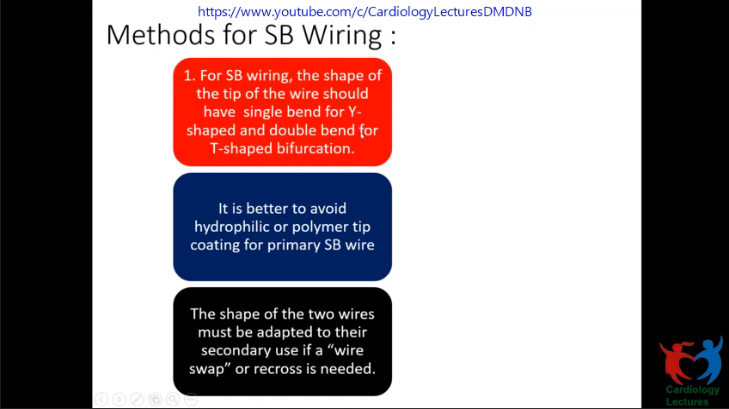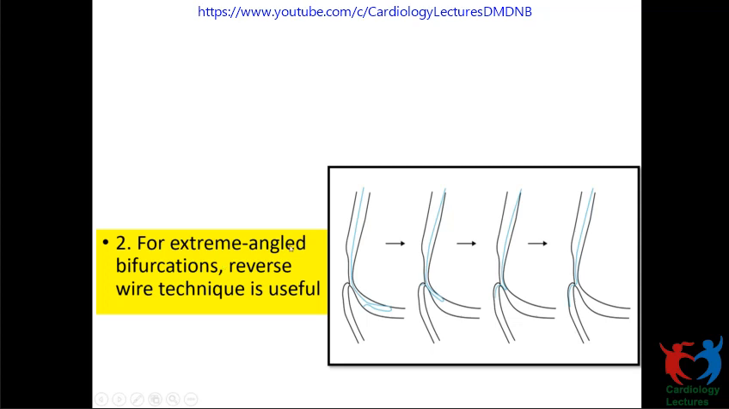So for side branch wiring, we have a few techniques, like the shape of the tip of the wire should have a single bend for Y-shaped and double bend for T-shaped. Then it is better to avoid hydrophilic or polymer tip coating wires. And the shape of the two wires must be adapted to their secondary use if a wire swap or recross is required. And this is a picture given in the article. So for extreme angle bifurcation, reverse wire technique. We are taking it into the main branch in a loop form and bringing it back, and then we are seeing that this tip is prolapsing into the side branch. So that is one technique.